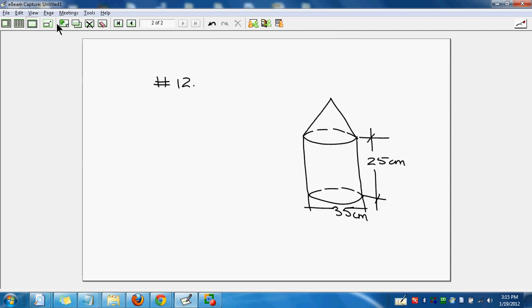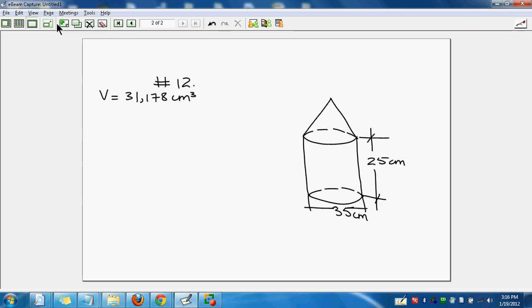Okay, so in exercise 107, number 12, we say that this shape here represents a bird cage in the form of a cylinder surmounted by a cone. The diameter of the cylinder is 35 millimeters and the height is 25 millimeters. The total volume of the bird cage is 31,178 cm cube. That is the total volume of that bird cage.